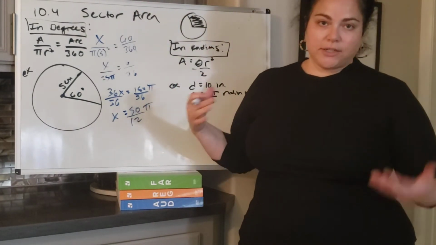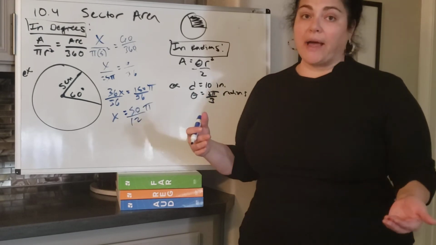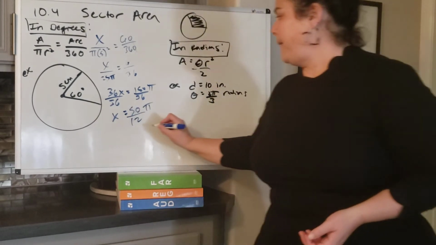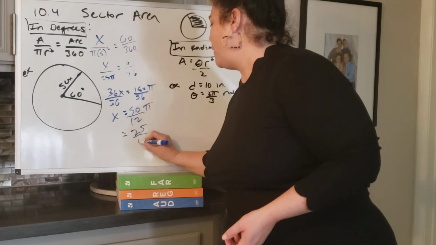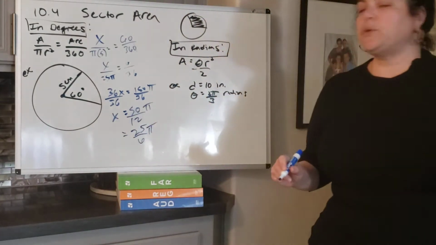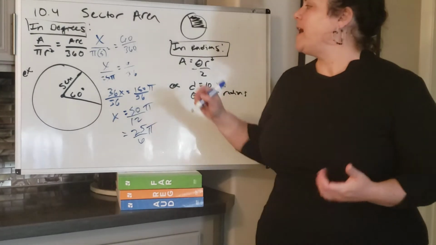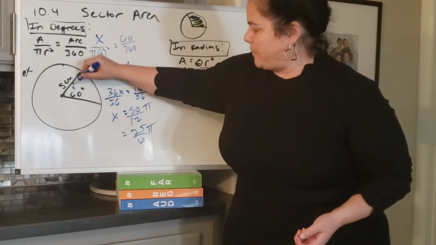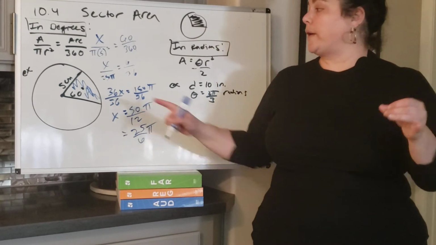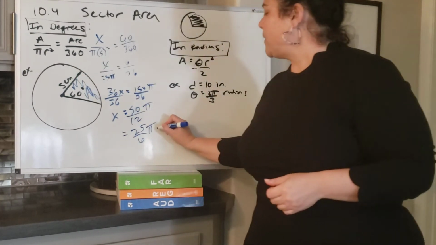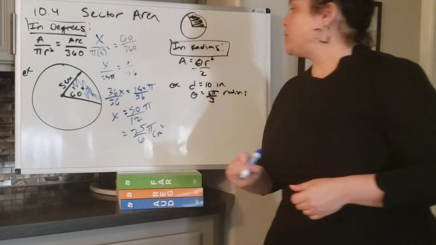50 and 12, I should be able to see that I can take a 2 out of that. So I'm going to do that. And that leaves me with 25 over 6 pi, or 25 pi over 6. That's the number for my sector area, which is this in here. And then I remember I need to take my units and square them. So this is centimeters, so that would be centimeters squared.